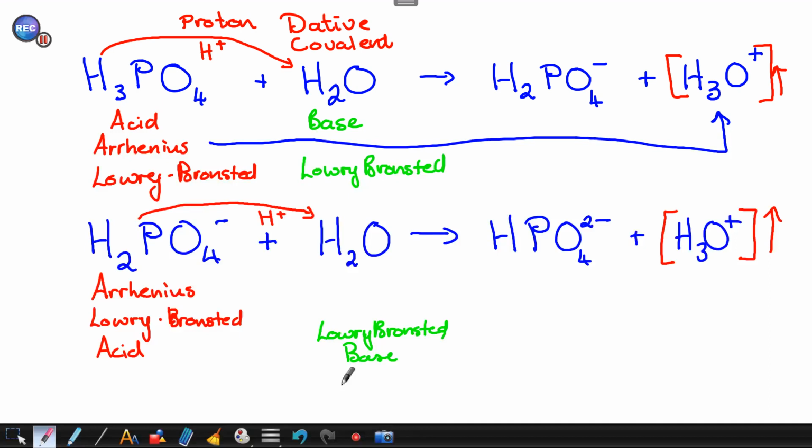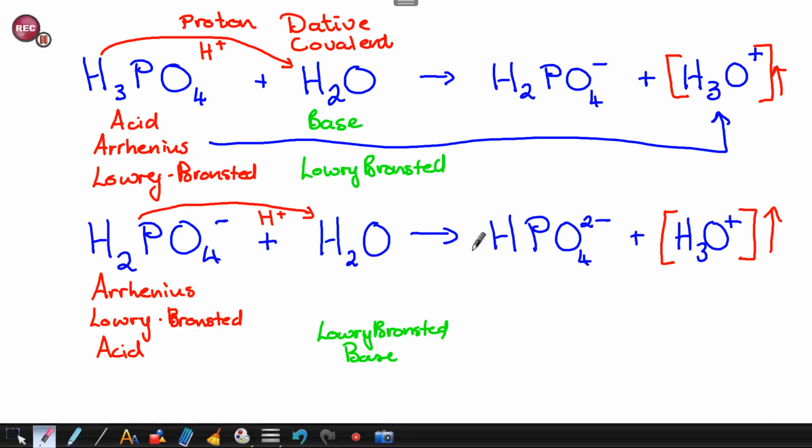And why is it HPO4 2- and not H2PO4? Well, the H2PO4- has donated another proton. So Lowry will just tell you if it's an acid or base by accepting or donating a hydrogen ion, called a proton. It has to be hydrogen, because it's a proton donor or a proton acceptor.